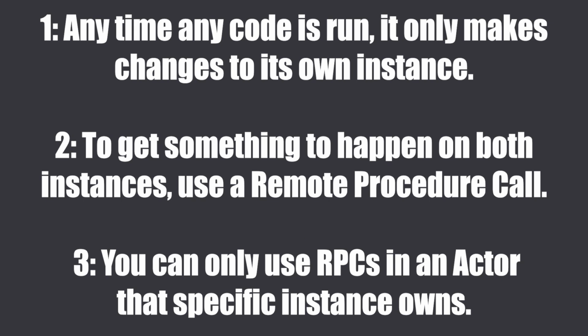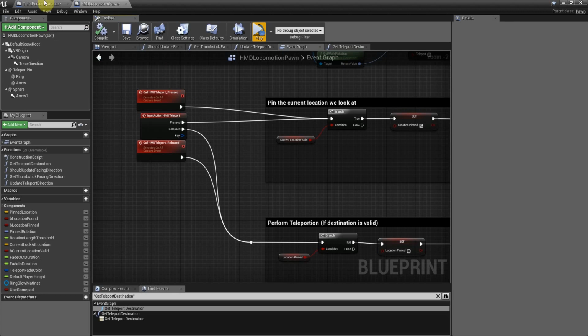Anytime something isn't replicating right, make sure to revisit these guidelines and see that you're following all three. Understanding replication and its limitations is crucial to making a functional multiplayer game, so definitely make sure you got this going forward, or at least be prepared to learn through trial by fire. Let's go back over to the third person character.